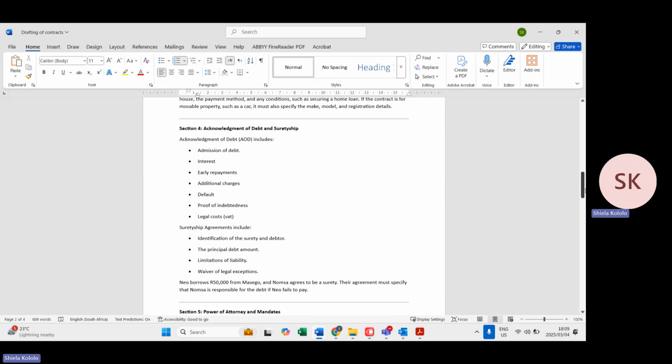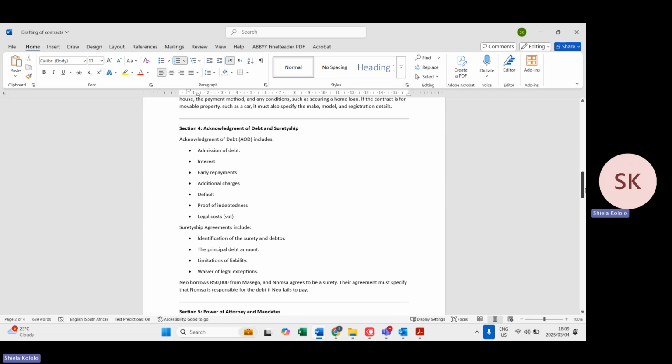And then additional charges. Additional charges we are referring to what happens in a situation whereby you have to appoint attorneys in order for you to recover the money. So that would be you now saying, okay, fine, if I have to incur extra expenses in having to enforce this acknowledgement of debt, this shall form part of your acknowledgement of debt, and I mean your principal debt. And then the default, basically same as your breach.